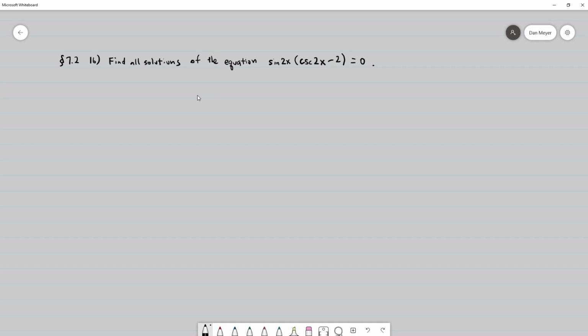Number 16 from our worksheets, find all solutions. Now we actually have to find all solutions, not just the ones in 0 to 2 pi. All right, now this one's already factored. And so we could say sine of 2x is equal to 0, or cosecant of 2x minus 2 is equal to 0. But sine can't be 0 at the same time as this happens. If sine is 0, then cosecant is undefined.